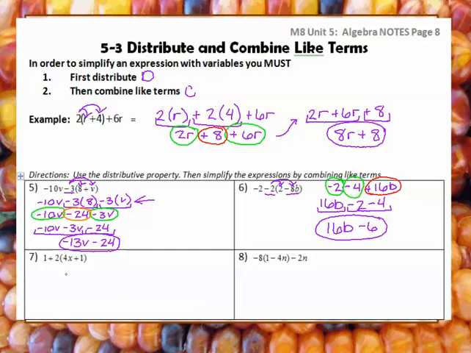So go ahead, try number 7. Pause the video here, try it yourself. When you're ready, unpause the video.